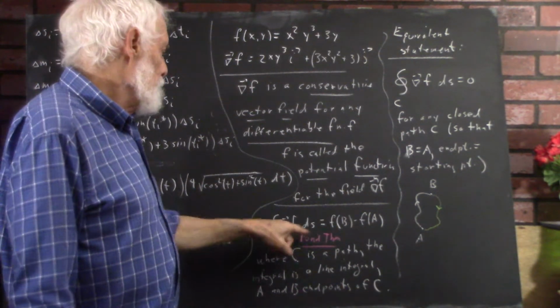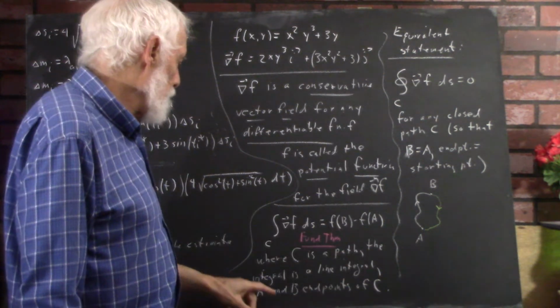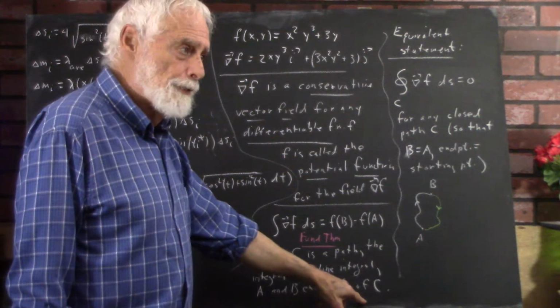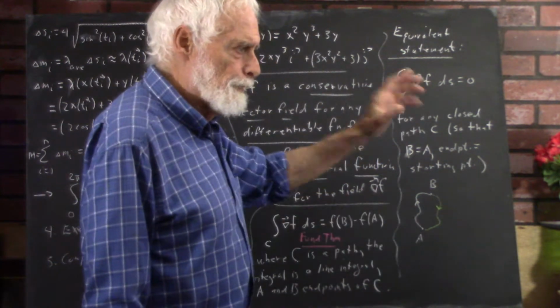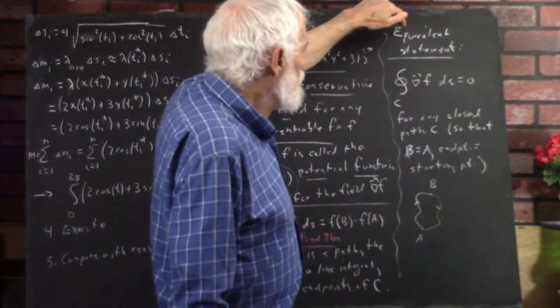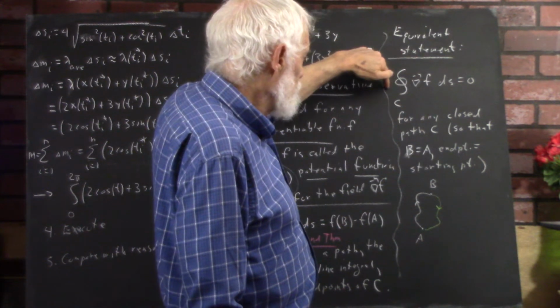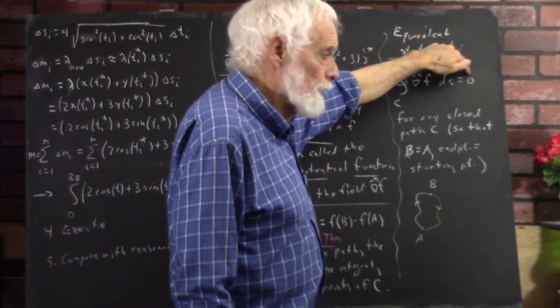So we have this, and as I've said already, C is the path, the integral is a line integral, and A and B are the endpoints of C. Now we have the equivalence statement, and this is where the video might have cut off. The equivalence statement is that the integral around a closed path of the gradient is 0.